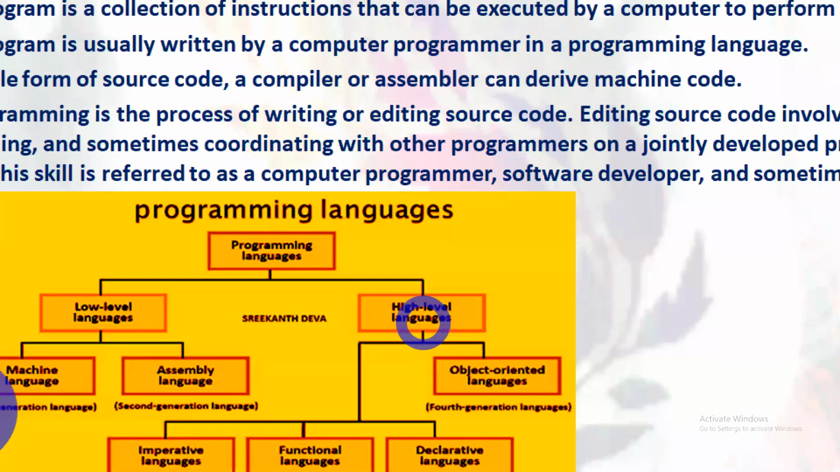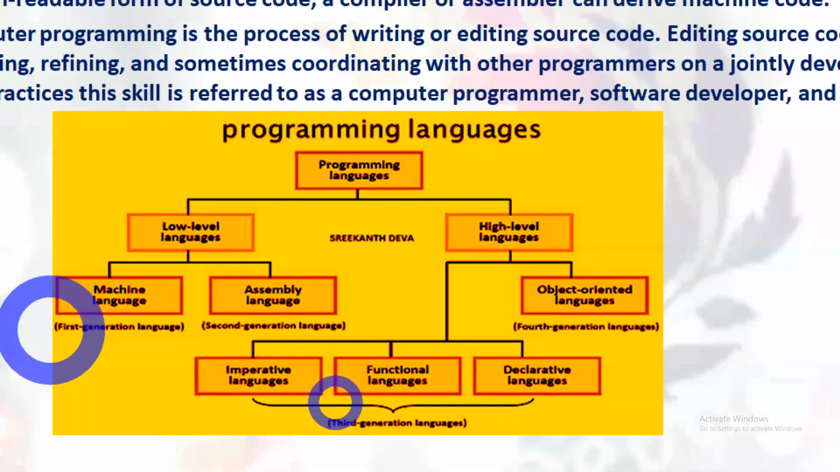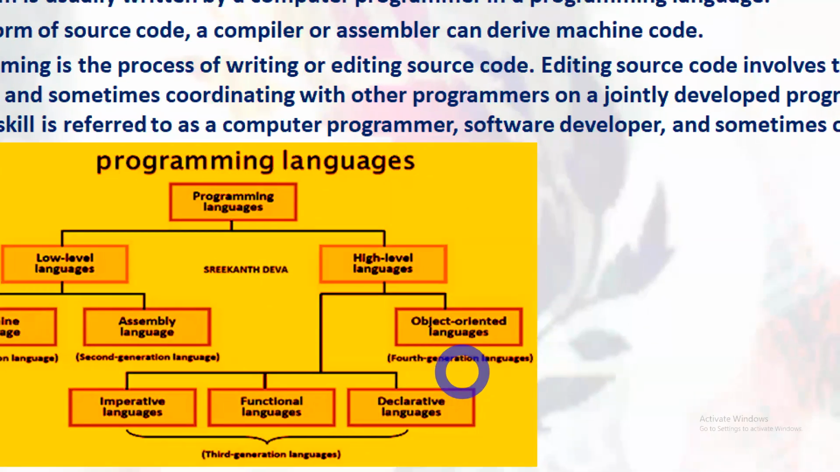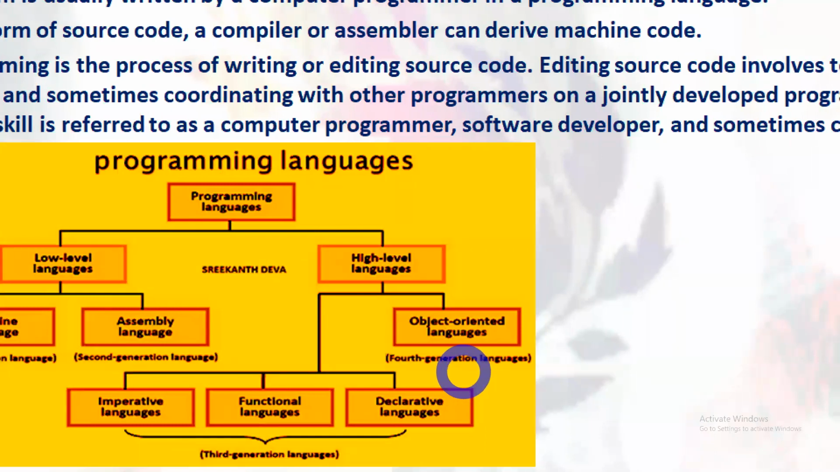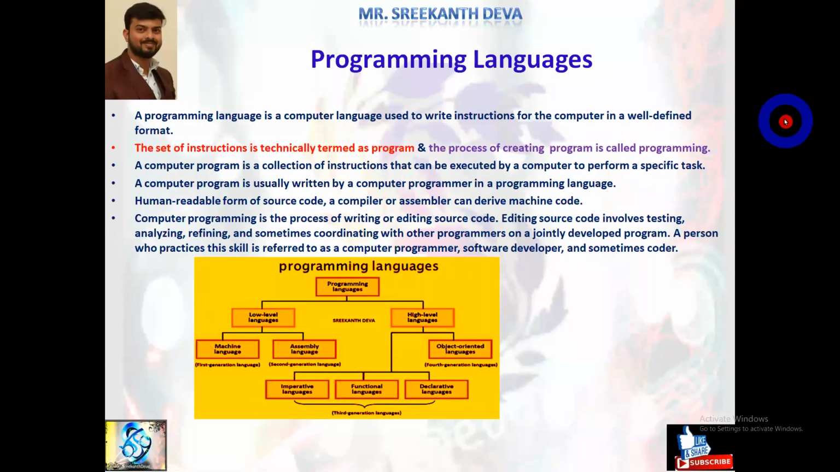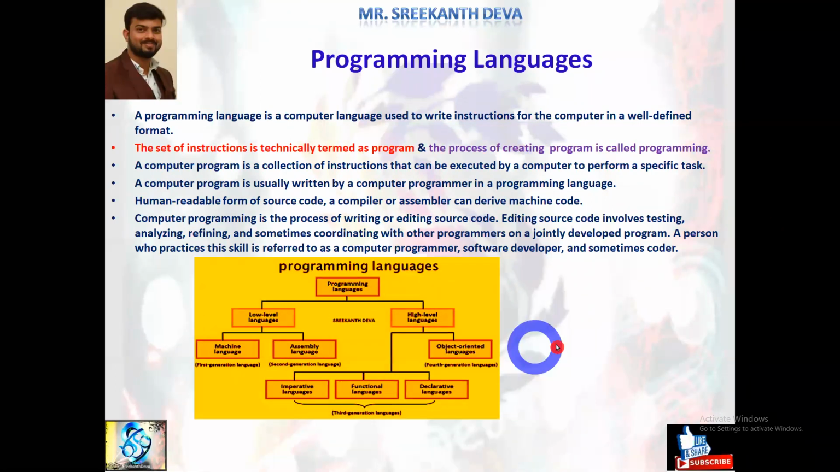The high level languages are further divided, like third generation languages such as imperative languages, functional languages, declarative languages. The fourth generation language is called object oriented languages, and fifth generation languages are called natural languages or human understandable languages. It makes things more user friendly. See, this is about what is a program, what is a programming language, and what are the examples of programming languages in different generations. We'll discuss in detail about different types of programming languages in the coming session.